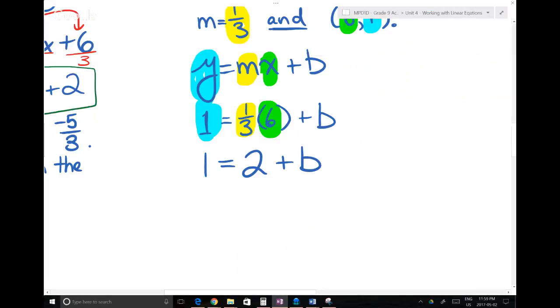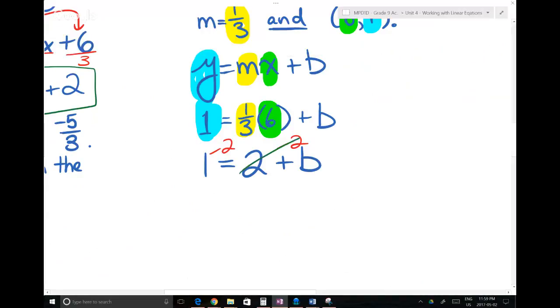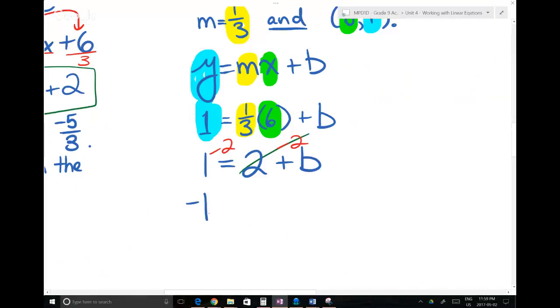Well, I can hear Ms. Ives in the back screaming that we have to subtract 2 to get rid of that 2. And I can hear Sam yelling that what we do to one side, we of course have to do to the other. And 2 subtract 2 cancels itself out. And 1 minus 2 is negative 1. So we get negative 1 equals b.